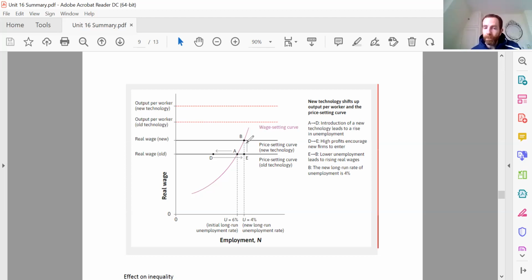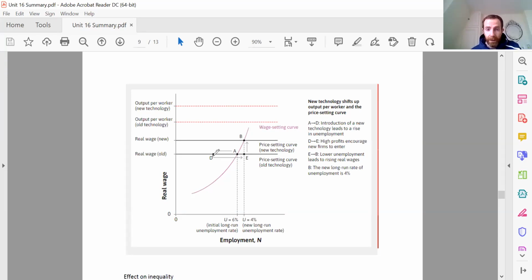Now, a really key point here, a really key assumption, was that once we've jumped down to point D, suddenly new firms will enter and the level of employment will go up. That didn't have to happen. And we'll talk about some reasons why that might not happen in a second. But think about the alternative.